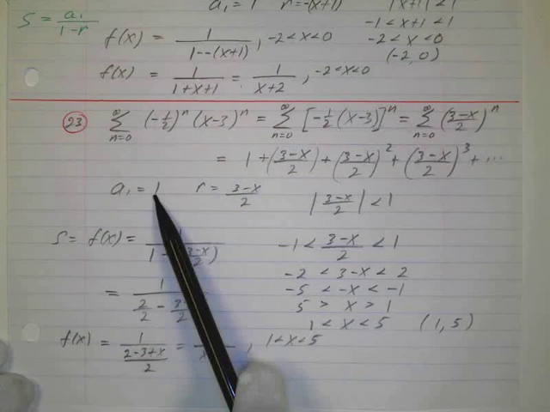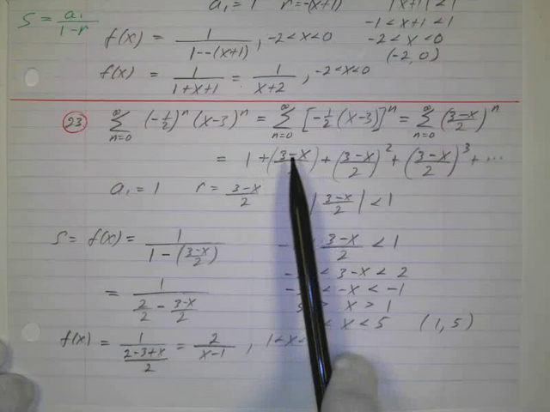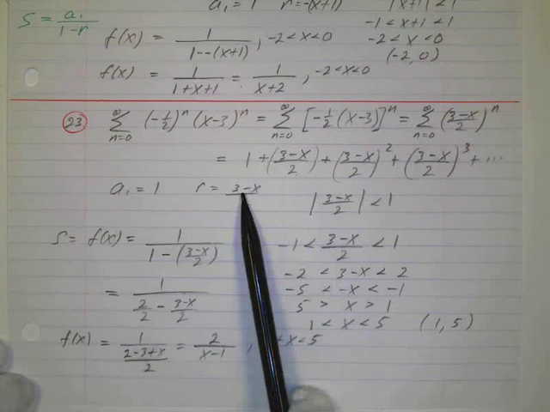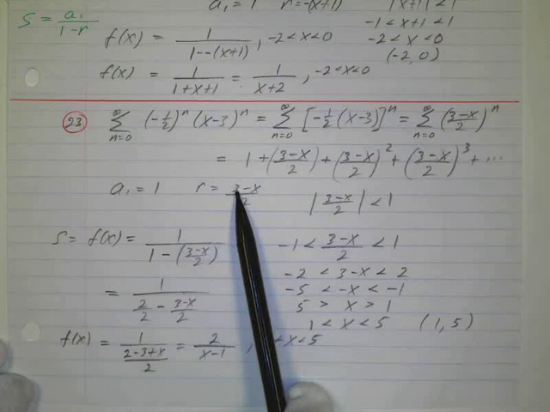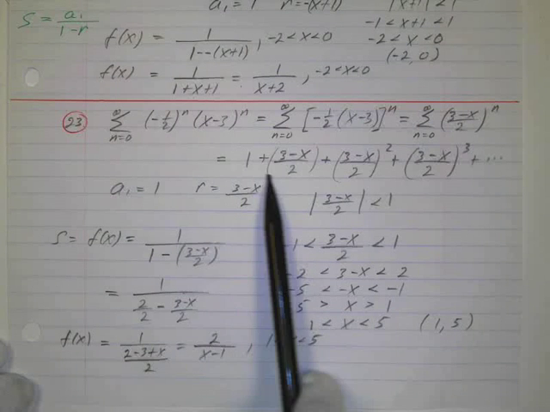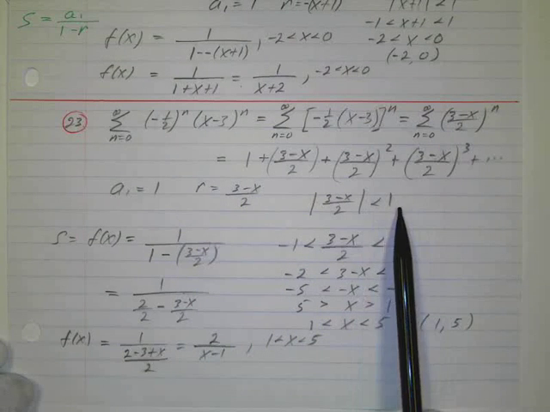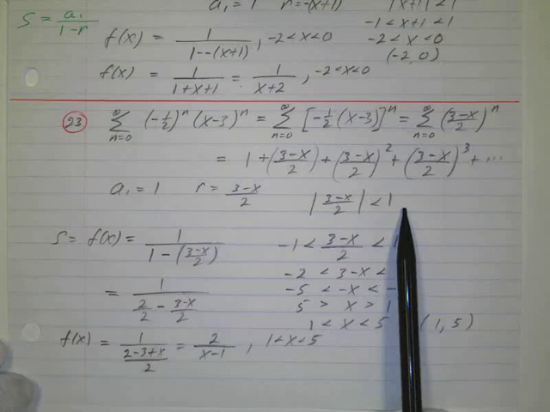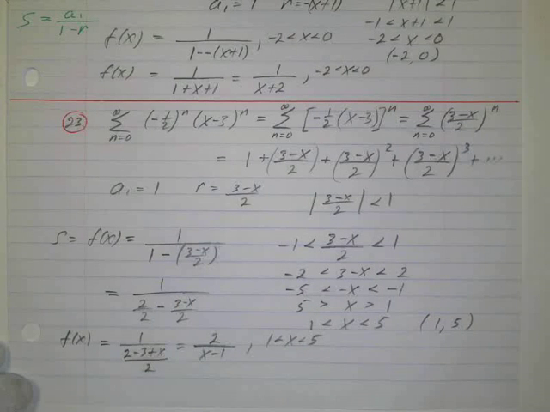All right? So you take a look at it, you can see that my a sub 1 is 1, and what's my r? 3 minus x over 2. That's my ratio. So when will this converge? It will converge when the absolute value of r is less than 1. All right?